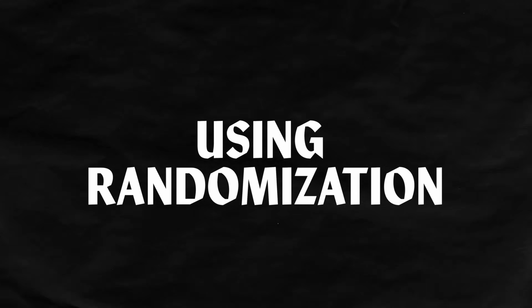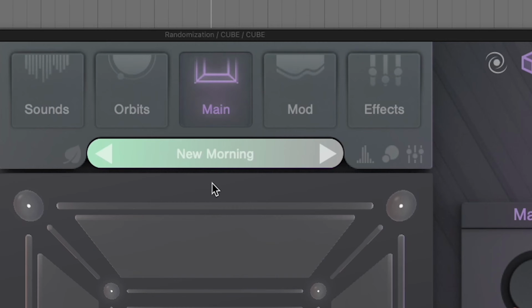Okay, here's another way to make your presets more unique. It's using the randomization feature. This one's pretty quick, but I wanted to show you how I use randomization to find those happy accidents. Next to the preset are 3 parameters that you can randomize. You have the sound, the orbit, and effects.